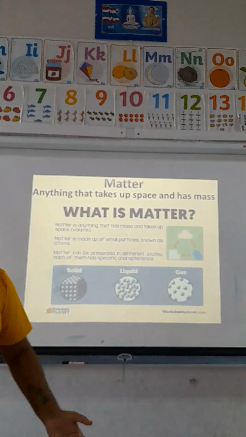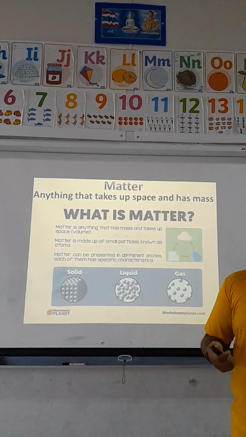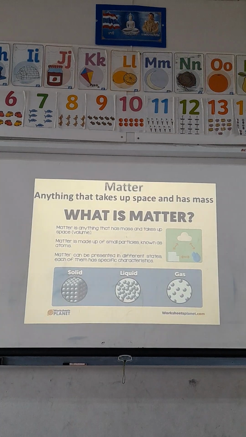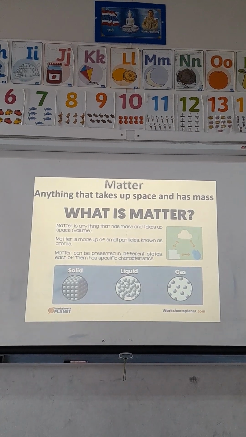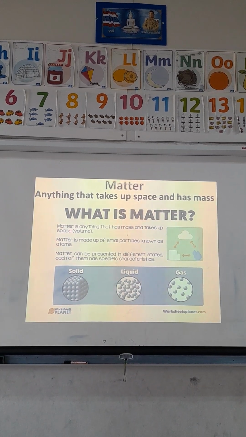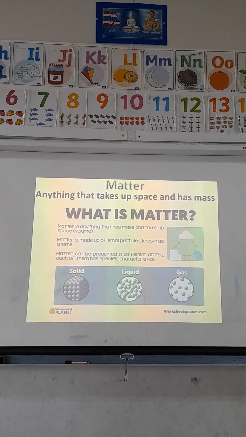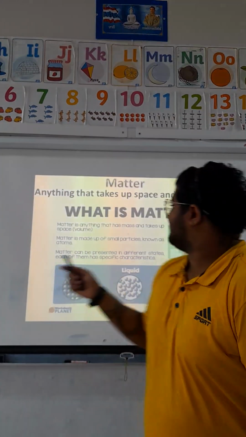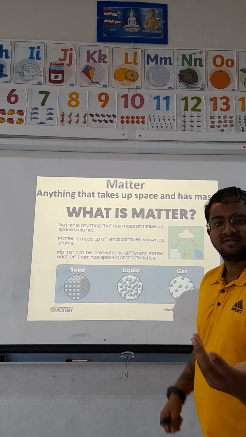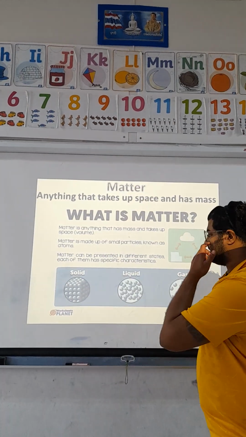Now, let's take a look at our next slide. Matter. Can anyone tell me what is matter? Matter is anything that takes up space and has mass. What is matter? Matter is anything that has mass and takes up space. Volume. Matter is made up of small particles known as atoms. Matter can be presented in different states. You remember we spoke about the three states of matter? Solid, liquid and gas. These are the three states of matter.